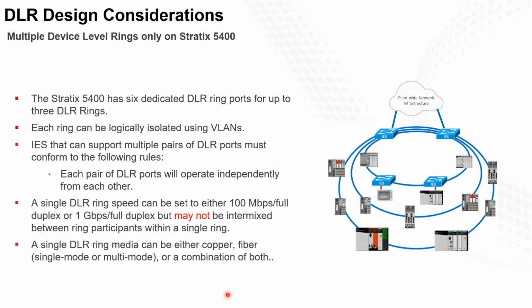We have the same consideration. The ring has to be set at just the one speed, either 1 gig or 100 meg. No mixing and matching here. And again, we can support any type of media there, copper or fiber.